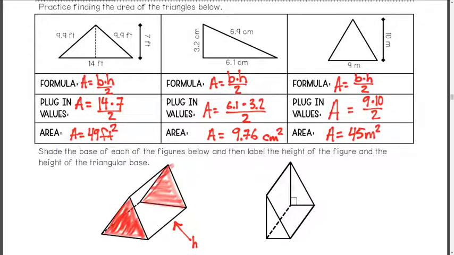So I do the same thing on the next one. I shade the triangle, and I shade the other triangle. Those are my bases. And then I find the height, which would be the distance between those two. So the distance between those two triangles, we call that height. And it could be any one of those side lengths there, but I'm just going to choose this one here just to have something different.